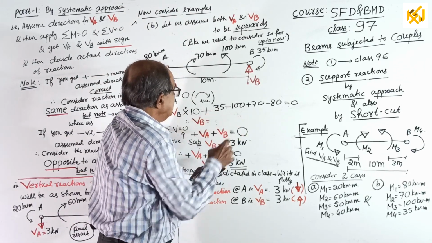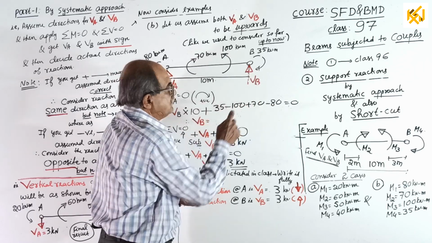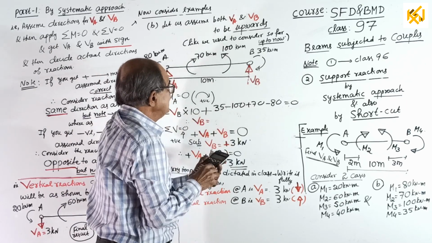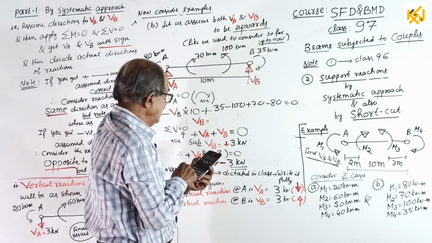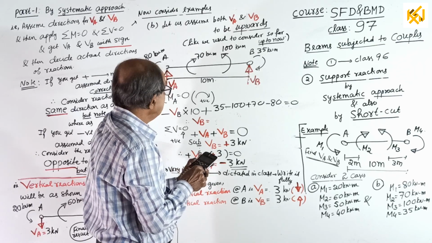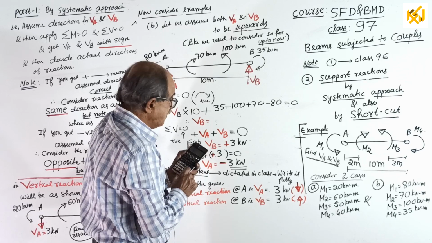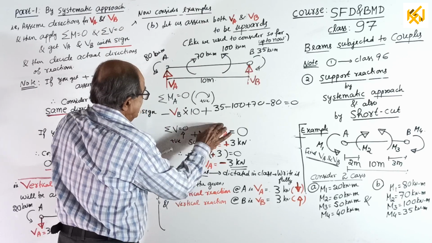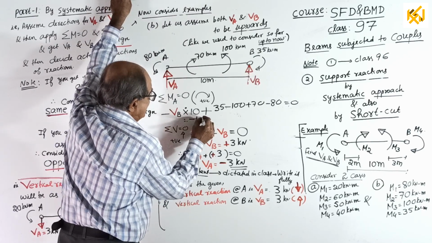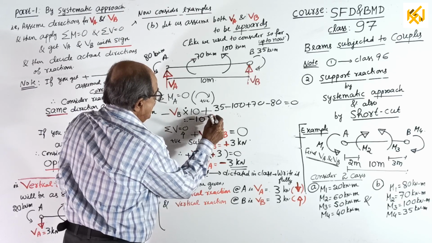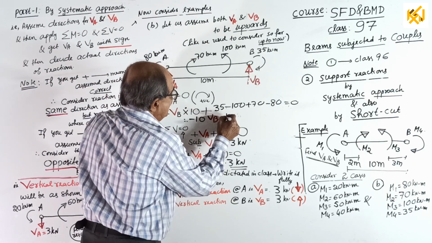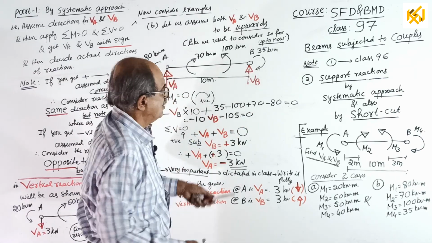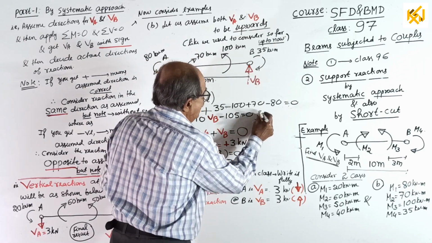Plus 35 plus 70 is plus 105. Minus 100 minus 80 is minus 180. So, you will get minus VB into 10. This net answer is 180 minus 180 plus 105 is minus 75 will come. Therefore, you get minus 10 VB minus 105 equal to 0. 105 correct? Correct. Therefore, your VB will come.